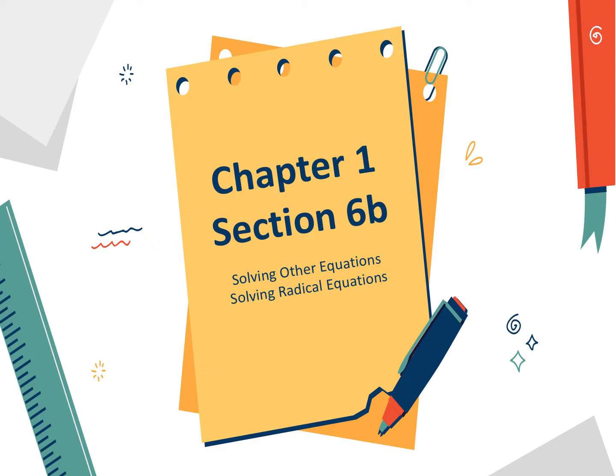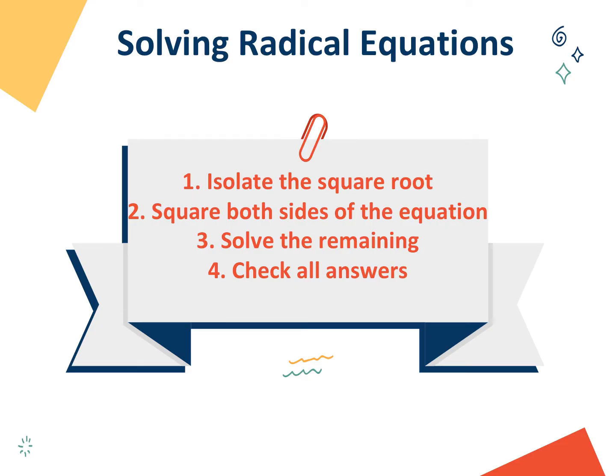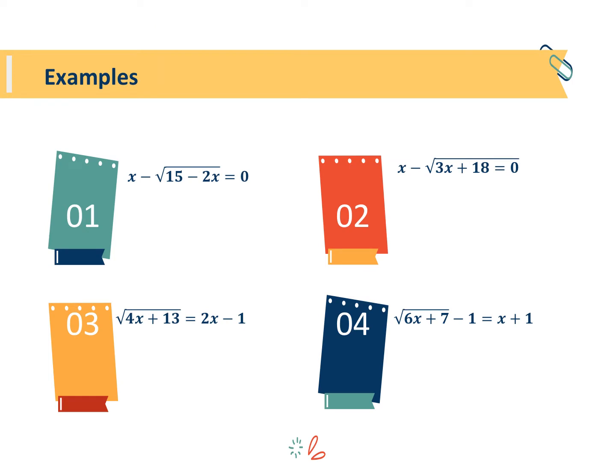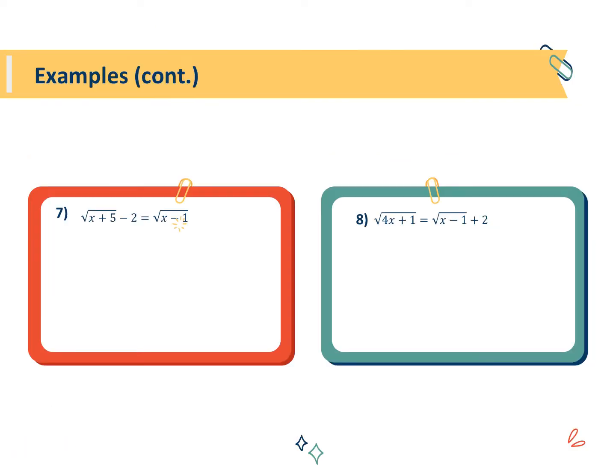So I did the first 6 examples. Remember, your first step is always going to be isolate a square root. If you have more than one square root, you're going to have to do these steps twice. But if it's only one square root, you would only isolate it once, square it, and then solve what remains. But if there's 2 square roots, we'll have to do this process twice. And that's what we're going to see when we get to example number 7.